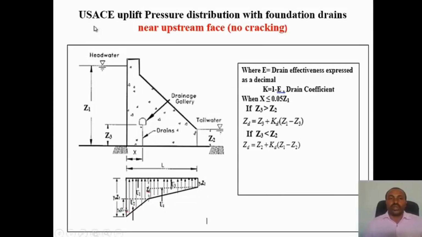Okay, the second one is USACE uplift pressure distribution with foundation drain near upstream face. Sometimes near the upstream vertical face, for no cracking, you may have a drainage gallery at X distance. So we will check when X is less than 0.05 Z1. If Z3 is more than Z2, which is drainage gallery height more than tailwater depth, you will use this equation. Otherwise, if it is less than, you will use this. But the first step is you have to check X less than or equal to 0.05 Z1. Otherwise, you will use the above formulas.